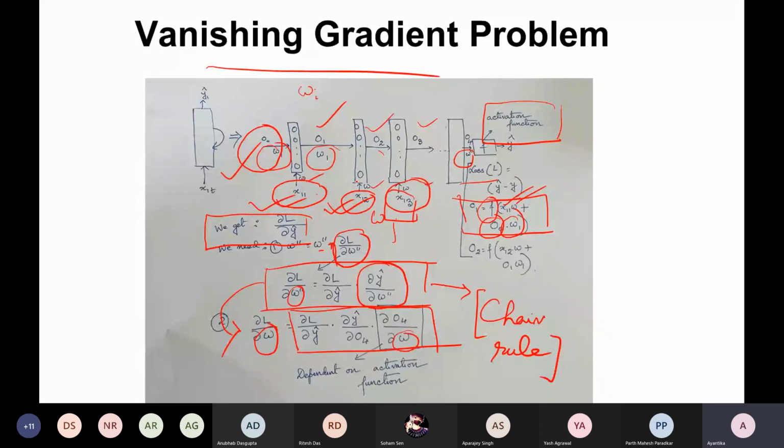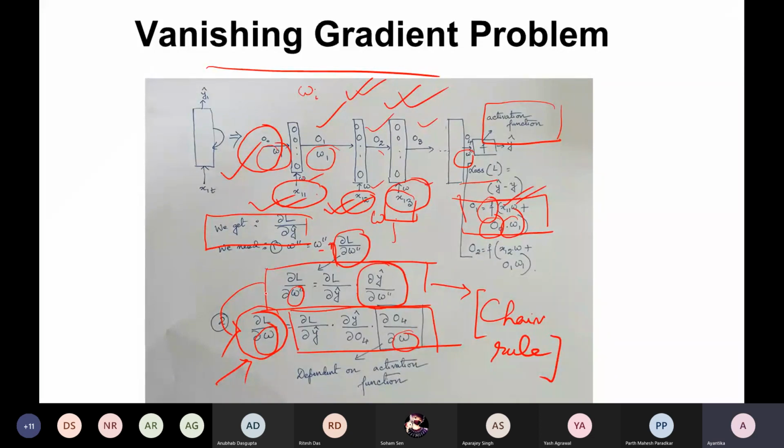Now you think this will go on. For this layer, only these 3 multiplications are sufficient. When you come to this layer, you will again incorporate some more multiplications in this chain rule. There you will consider the derivative of O2, then the derivative of O1, the derivative of O0, and so on. So these multiplication terms gradually increase to compute the whole derivative value of your loss.